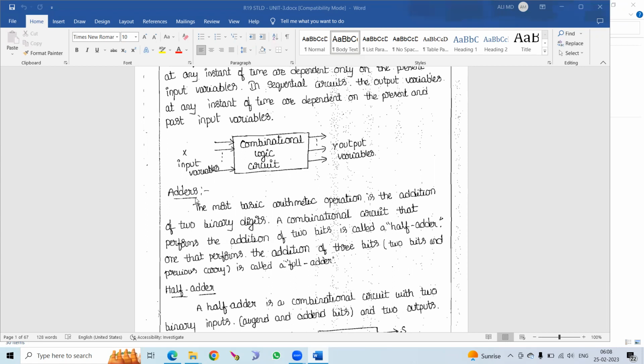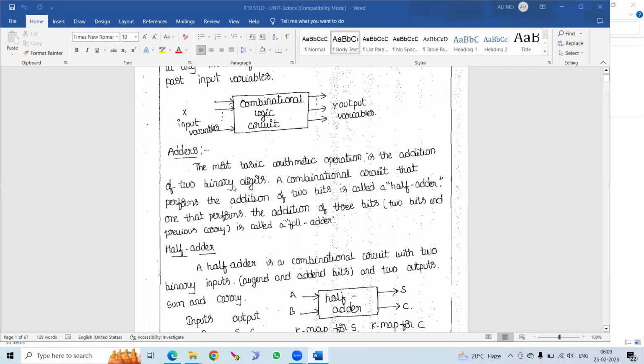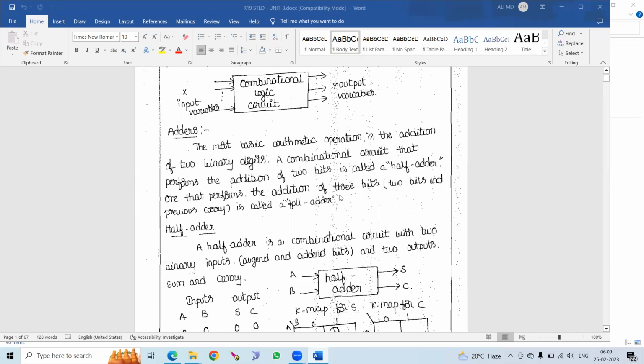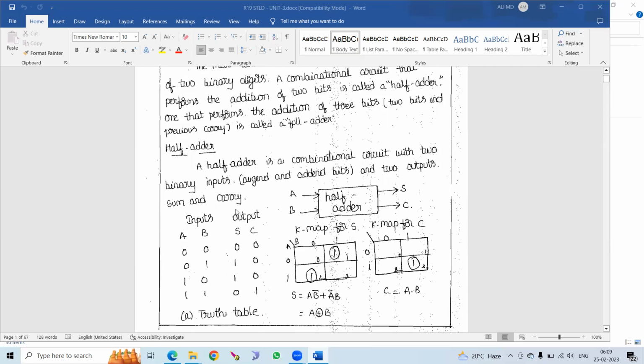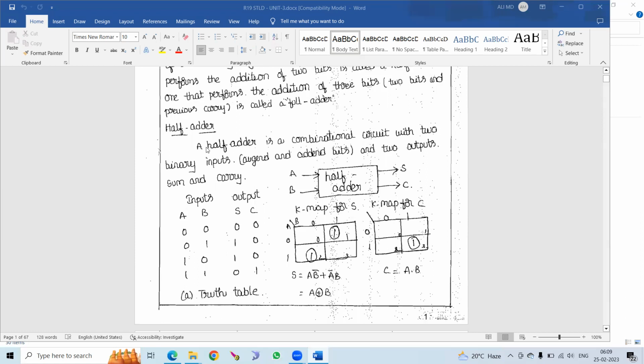In the addition of two binary bits, the outputs are sum and carry. This adder is also one of the combinational circuits that can perform the addition of two binary bits, so it is named a half adder. The sum and the carry are the two outputs of a half adder circuit.